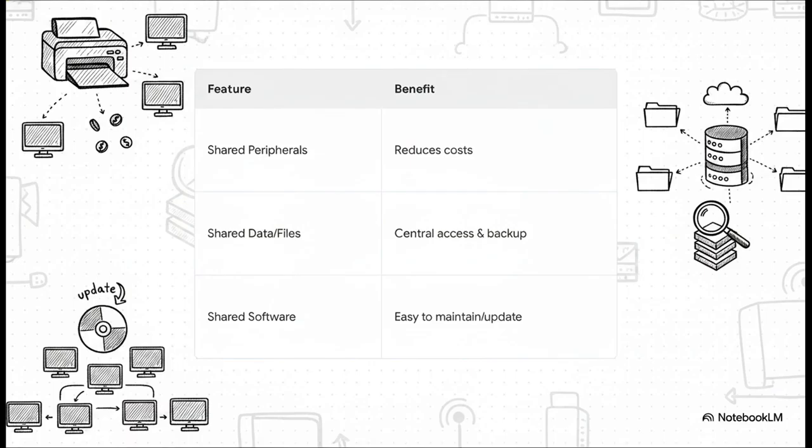The first big win is all about sharing resources. First, you can share peripherals. Instead of buying a printer for every single person, you can have one big printer that everyone in the office uses. Huge cost saver. Second, you can share data and files. Everything can be stored in one central place, so everyone's working from the same document, and backing it all up is a breeze. And third, you can even share software. You can install an application on a central server, and everyone can access it from there. So much easier to update and manage.